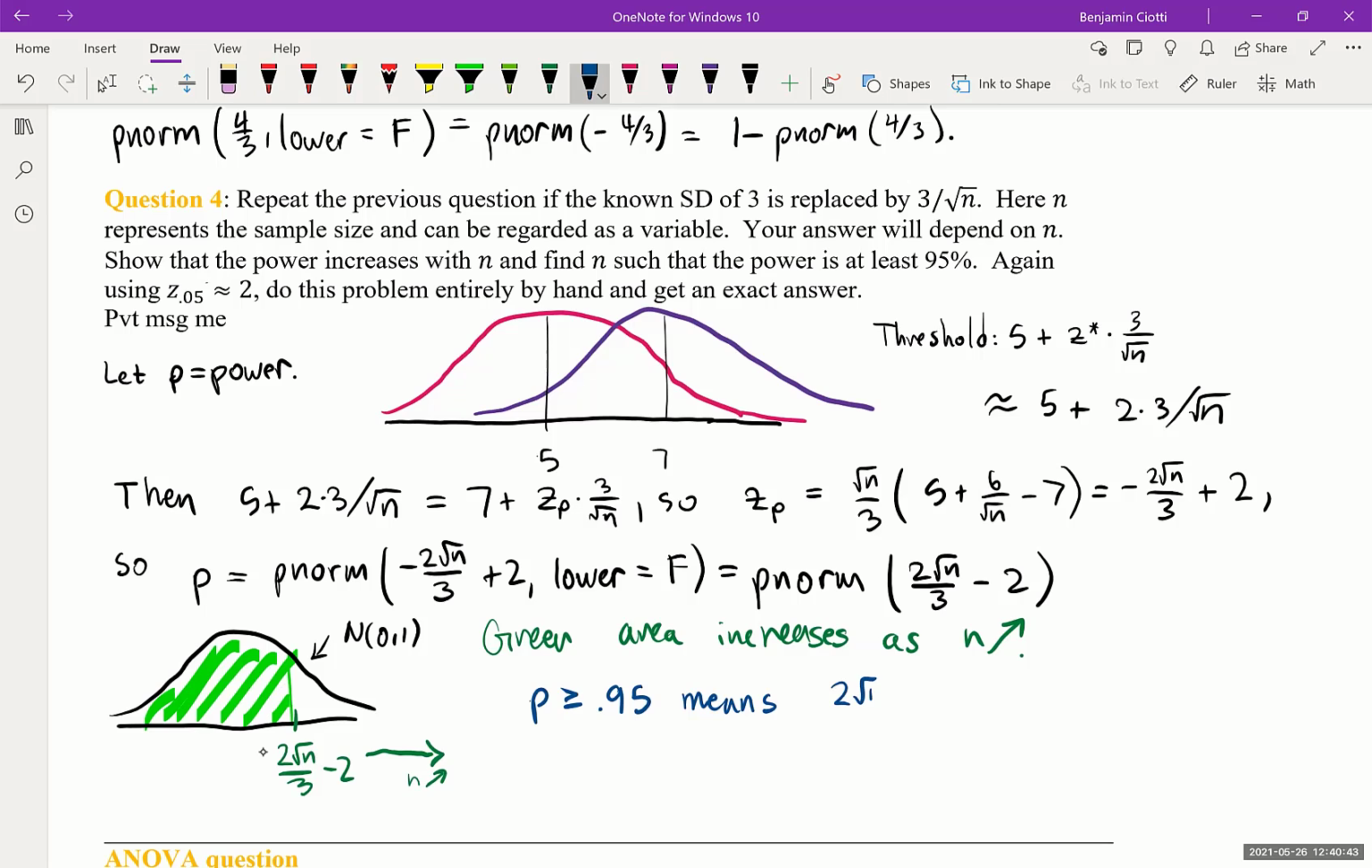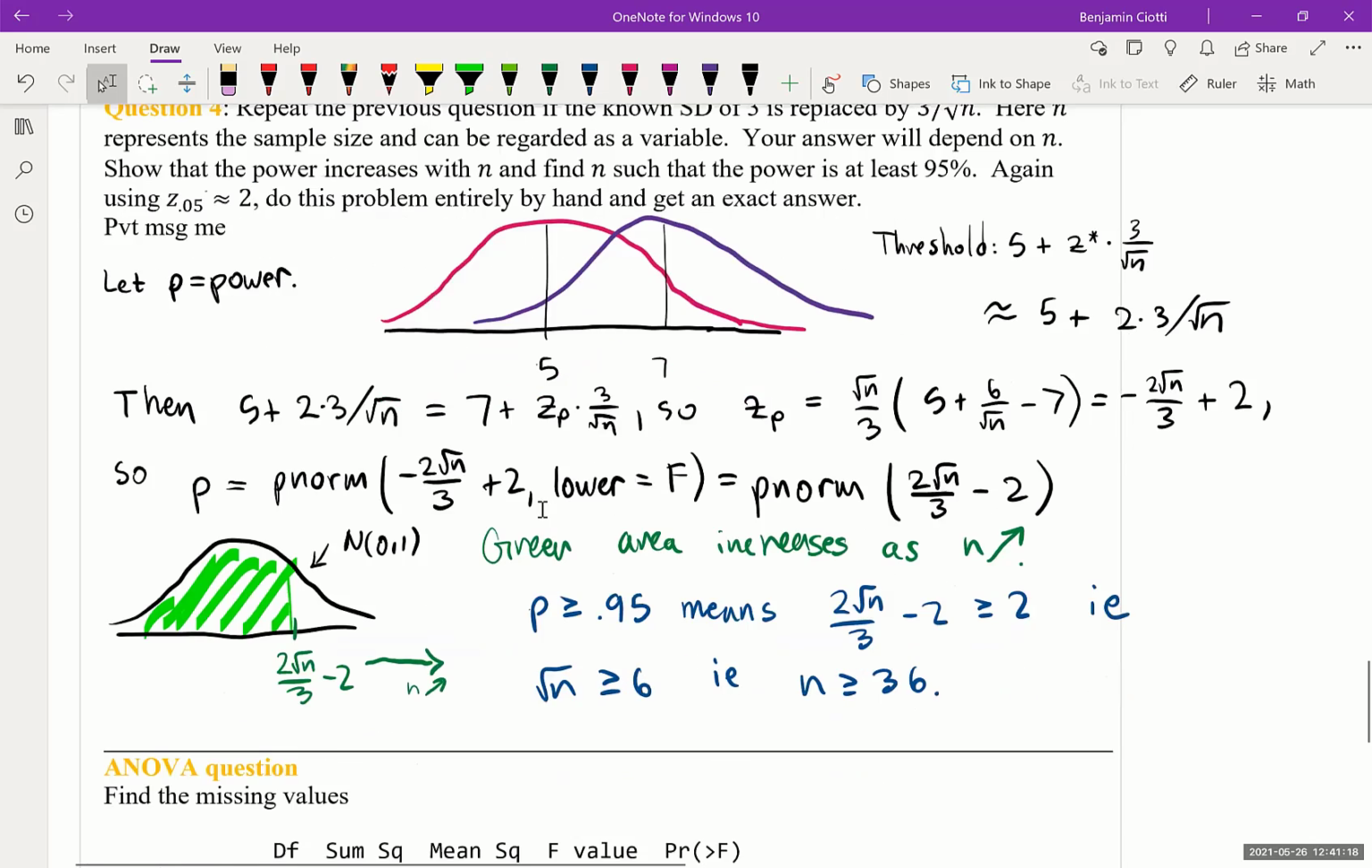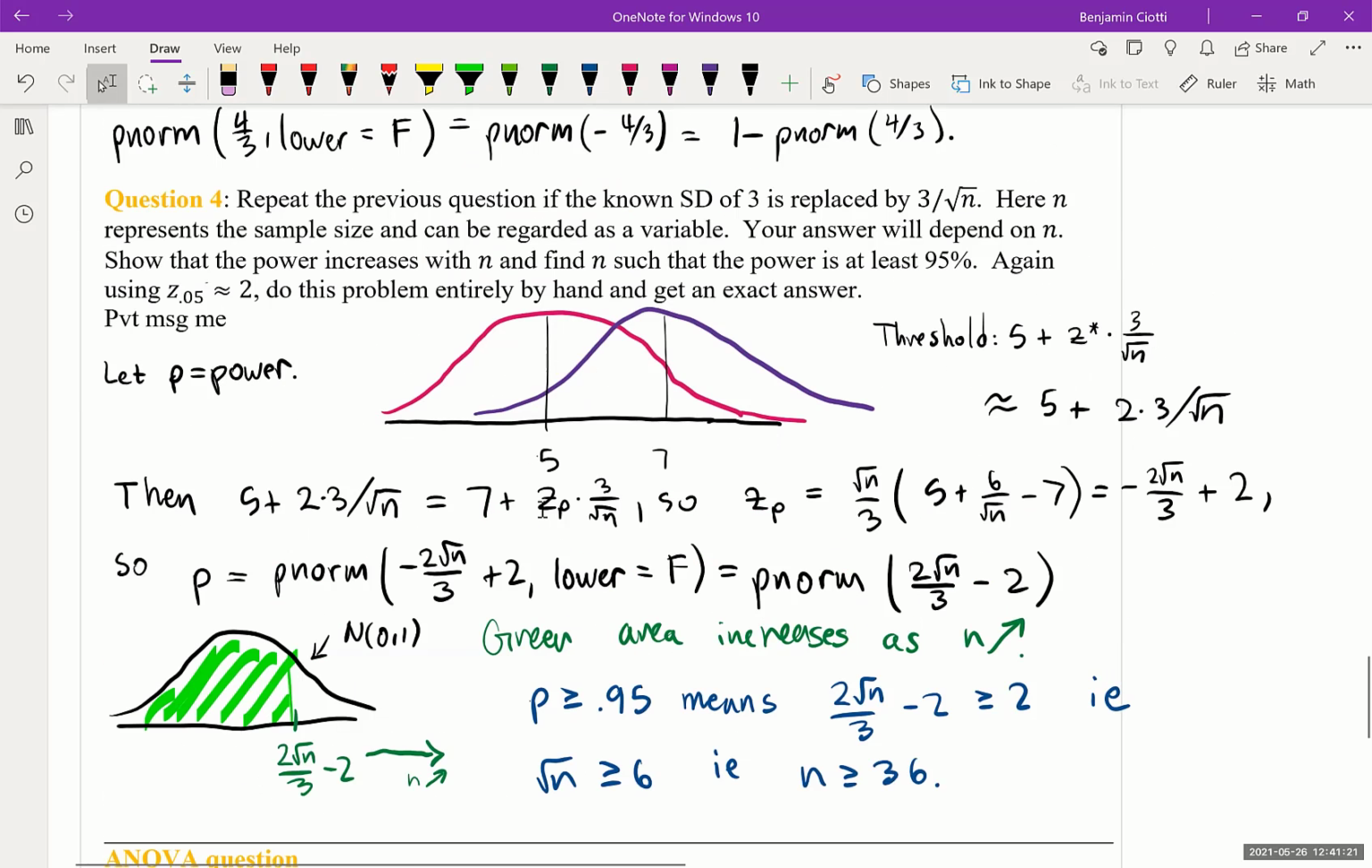So we need 2 root n over 3 minus 2 has to be bigger than 2, i.e., let's see, add 2 is 4, then times 3 is 12, add 2 is... 6. Root n bigger than or equal to 6, i.e., n greater than or equal to 36. Cool. Okay, so that's this one. Any questions? Does the green area correspond to the power? Yes, exactly.